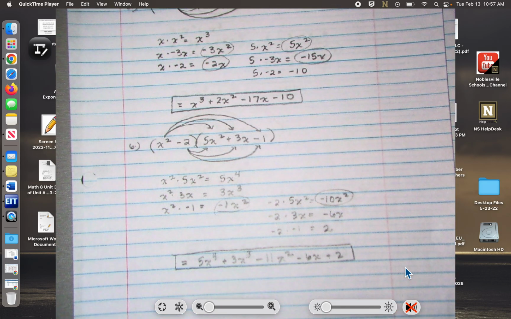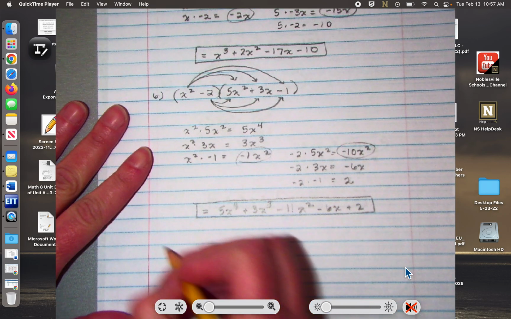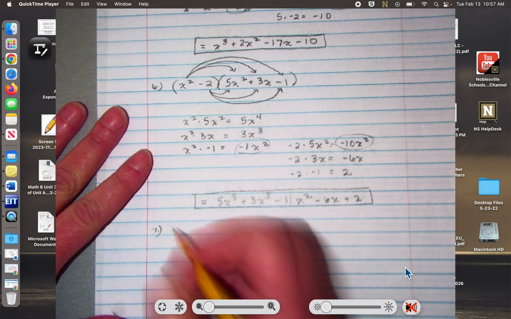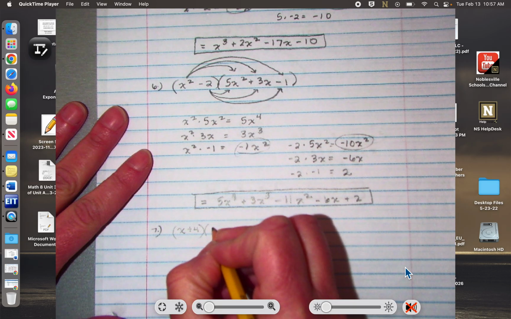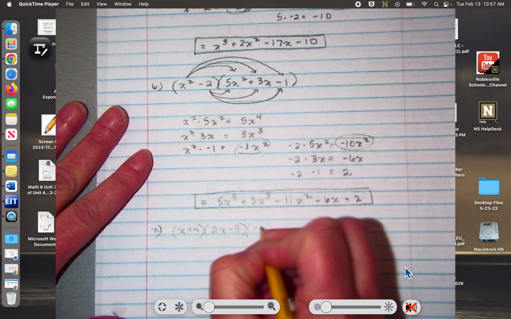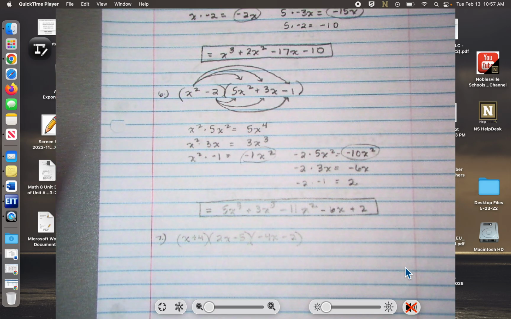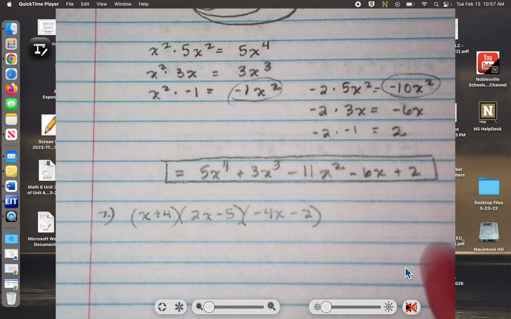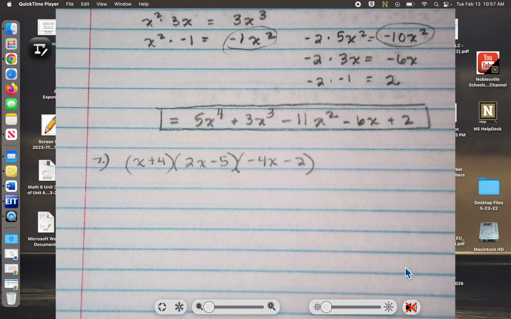So now we're going to do an example here, number 7. We're going to have x plus 4 times 2x minus 5 times negative 4x minus 2. Okay, so we have 3 quantities this time. So what do we do when we end up with 3 quantities? What could be a strategy?